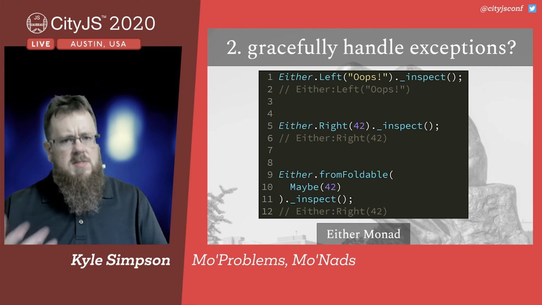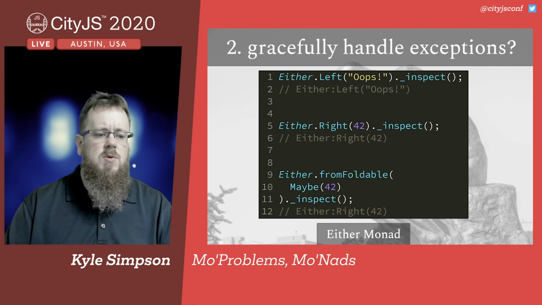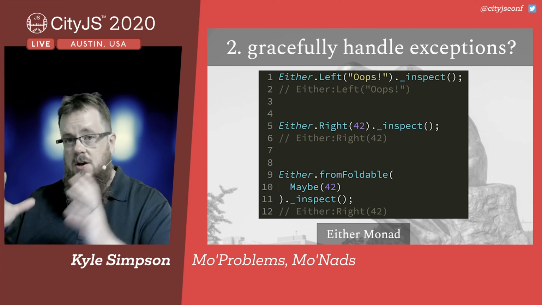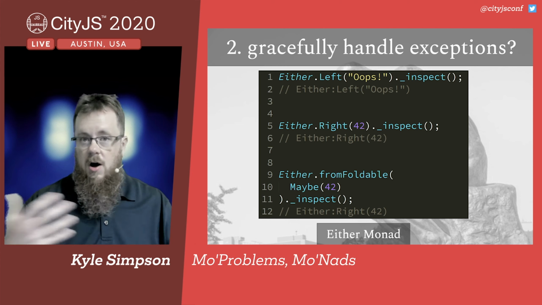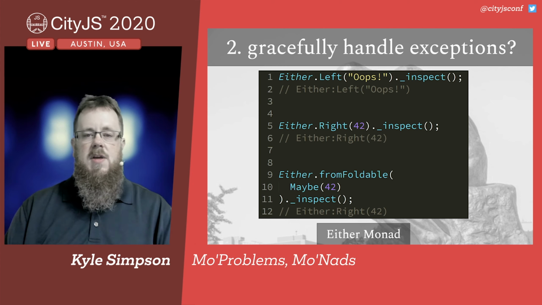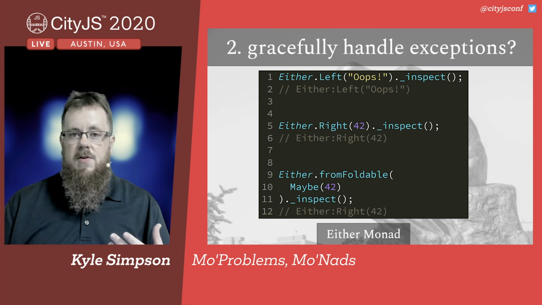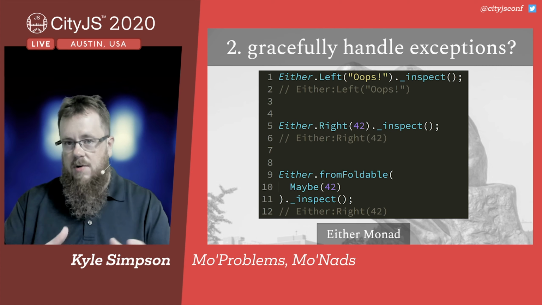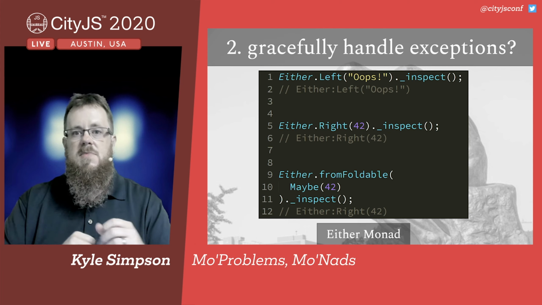So the second question that we wanted to jump to is, how do I gracefully handle exceptions? Again, exceptions that either I know are going to happen or exceptions that were unexpected, but I still want to gracefully handle them. We're going to use what's called the either monad for that. And by the way, the either monad is very similar to the maybe monad.